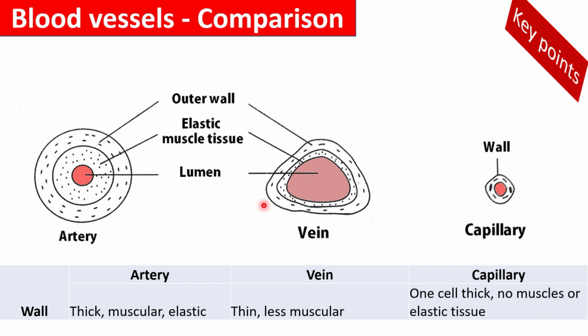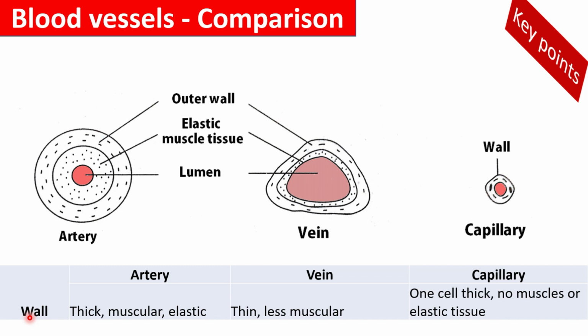Now come to this vein. Veins also have an outer wall, a little bit of elastic muscular tissue as well as the lumen. Here it looks a little bigger. And if you come to this capillary, the wall of the capillary is one cell thick. Single cells are arranged in order and they form the wall of the capillaries. There is no tissue here, only cells arranged in order that form the wall of the capillary.